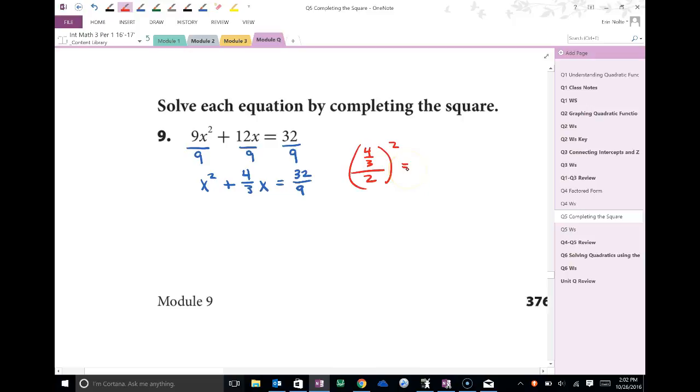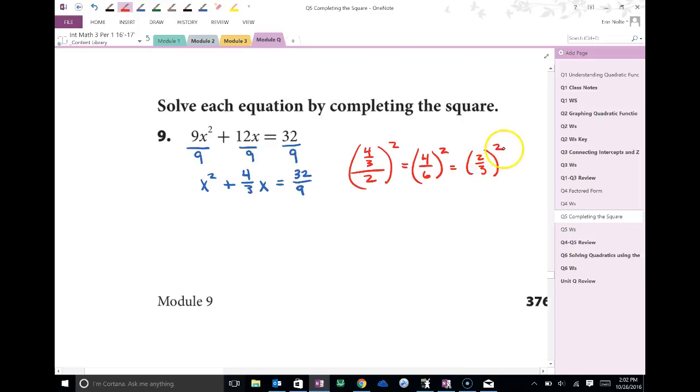All right, so 4 thirds, and we're going to divide by 2 and square it. So how do you take 4 thirds and divide by 2? Did you know all you have to do is multiply the two numbers in the denominator together? 3 times 2 is 6. This reduces to 4/6. If I reduce 4/6, that is 2 thirds.